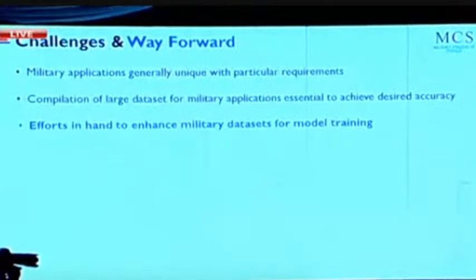So coming over to the challenges that we are facing now and what we are working on: military applications are quite unique and the dataset is quite unique. So we are gradually building our own dataset that's pertinent to military imagery and military ISR and drone videos. And using those videos, we are training our model to generate accurate descriptions for military-specific use cases.